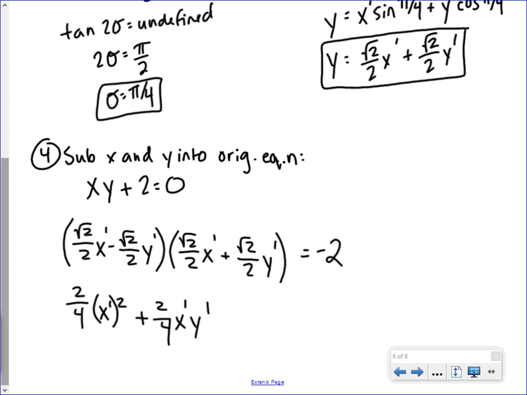Now I'm going to do my inside terms. This time it's a negative square root 2 over 2 y prime times a positive square root 2 over 2 x prime. That's going to give me a negative 2/4. And then some people might write this because you're doing y prime times x prime in that order. But remember, multiplication is commutative. You could write it in any order that you like. I always try to write my variables in alphabetical order so that they match the other ones. So even though I'm doing y prime times x prime, I'm going to write x prime y prime. They're really the same thing.